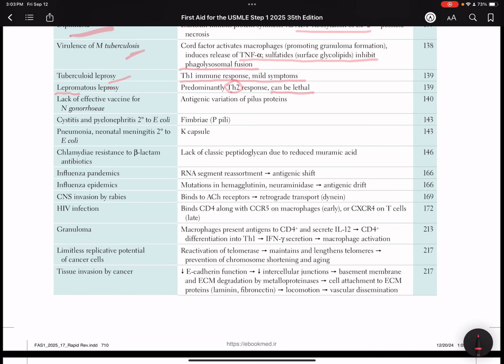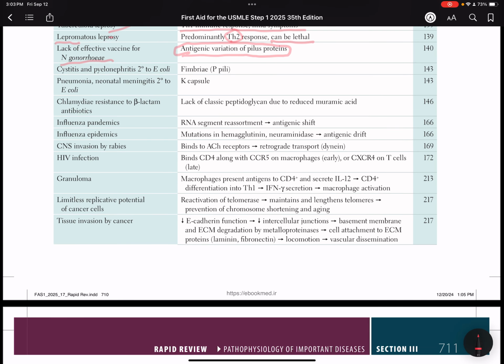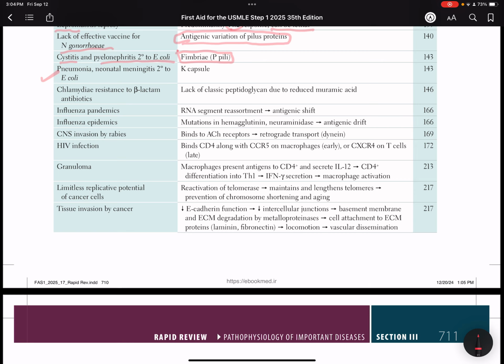Lack of effective vaccine for Neisseria gonorrhea is because of antigen variation of pilus protein. This is what causes lack of effective vaccine for Neisseria gonorrhea. What causes cystitis and pyelonephritis secondary to E. coli? Fimbriae P pili causes cystitis and pyelonephritis. Next condition would be pneumonia, neonatal meningitis secondary to E. coli. So K capsule causes pneumonia, neonatal meningitis secondary to E. coli.